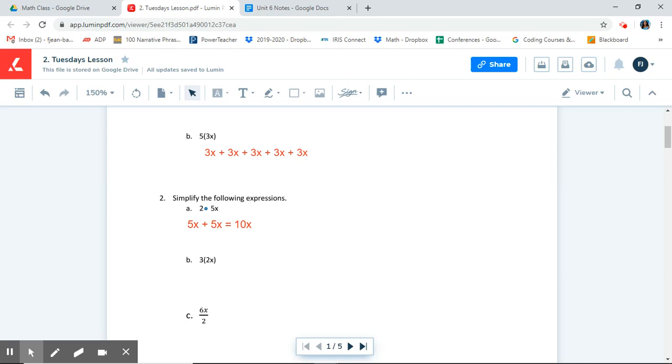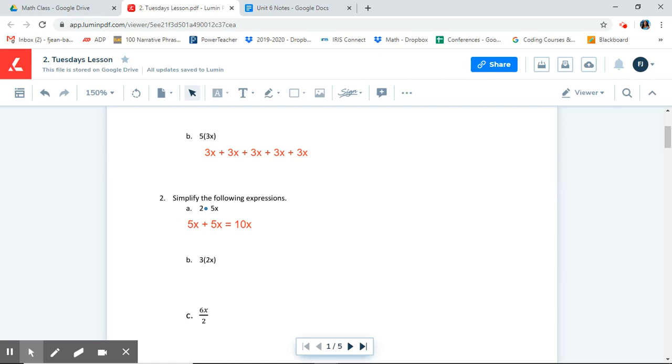So what do you notice? We could always write it in expanded form, but what do you notice about comparing the initial problem to the final product? Well, you notice that you took the 2 and you multiplied it by 5. You can multiply those two to get the final answer instead of writing it in expanded form every time.